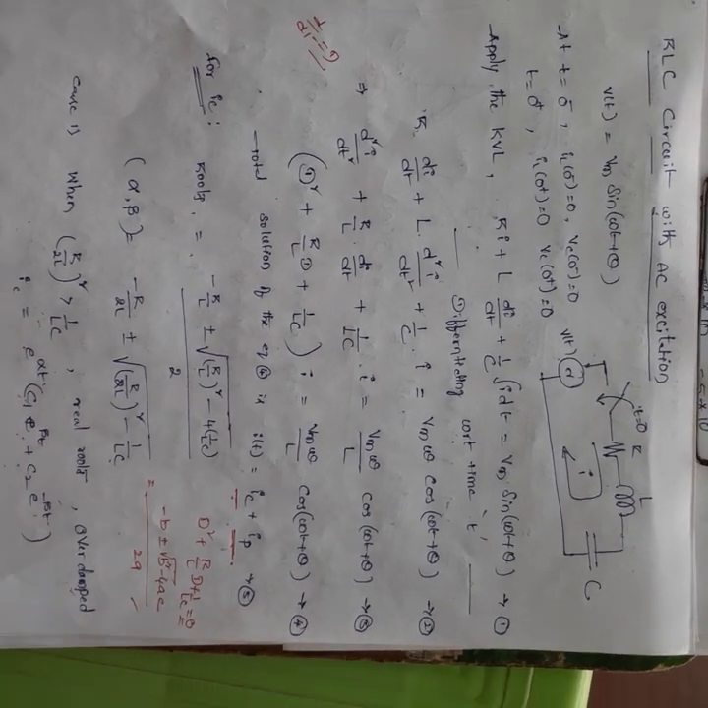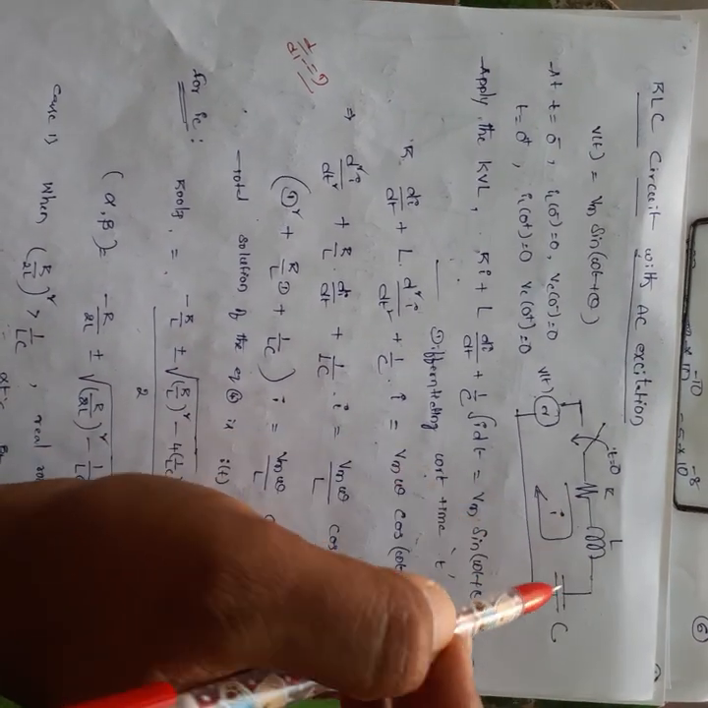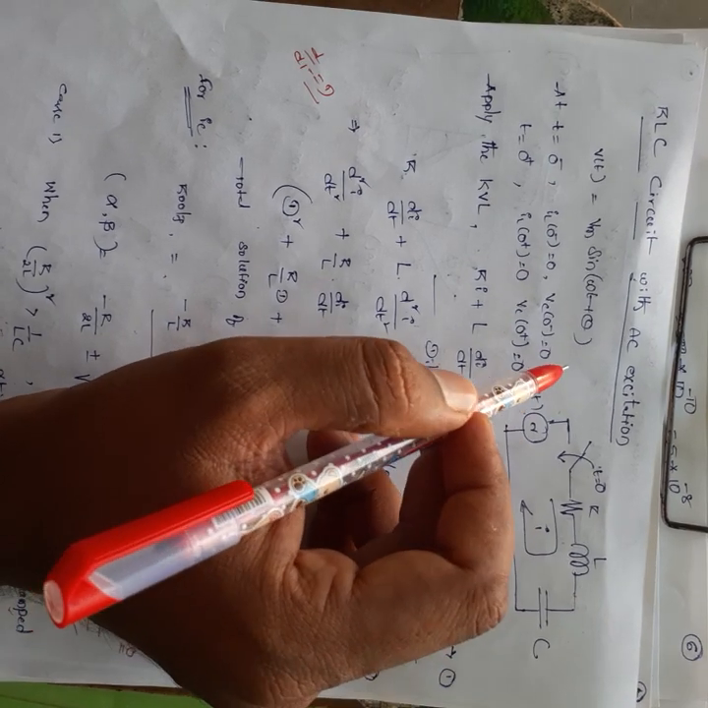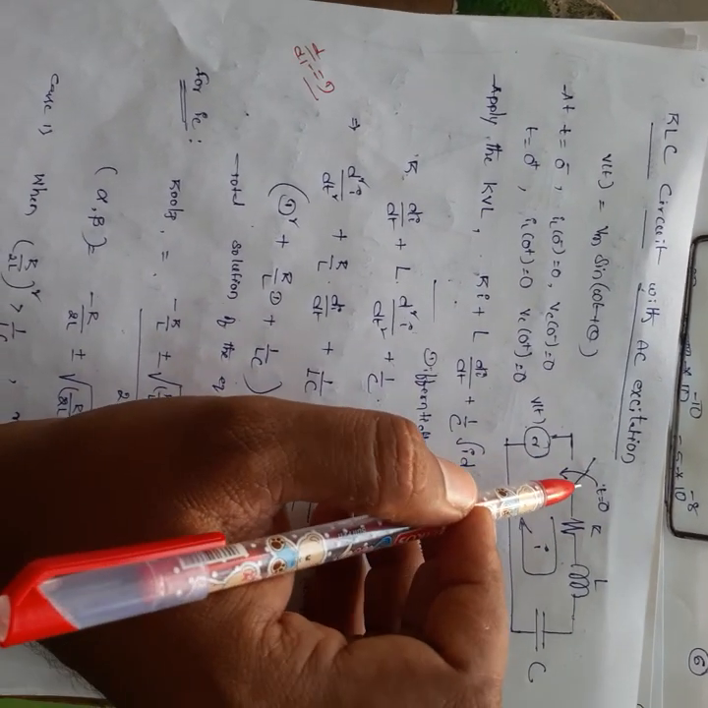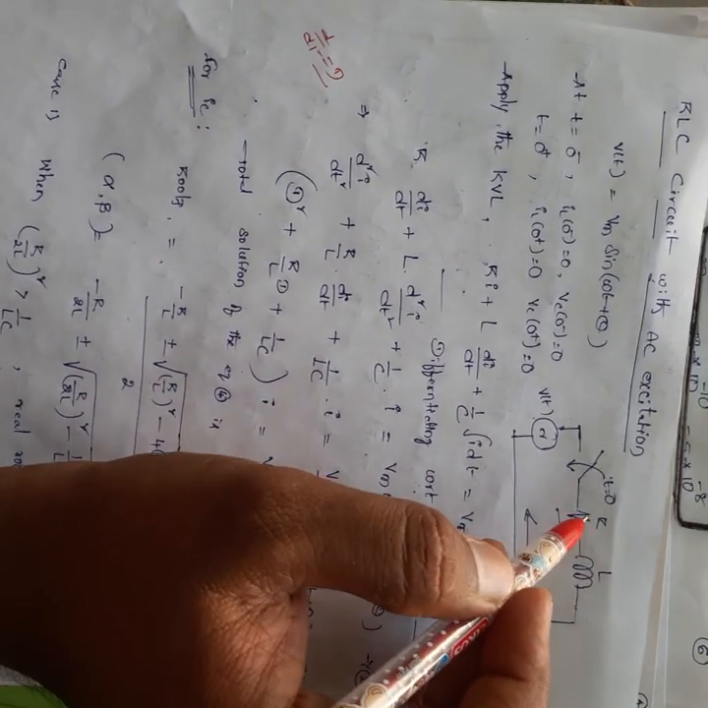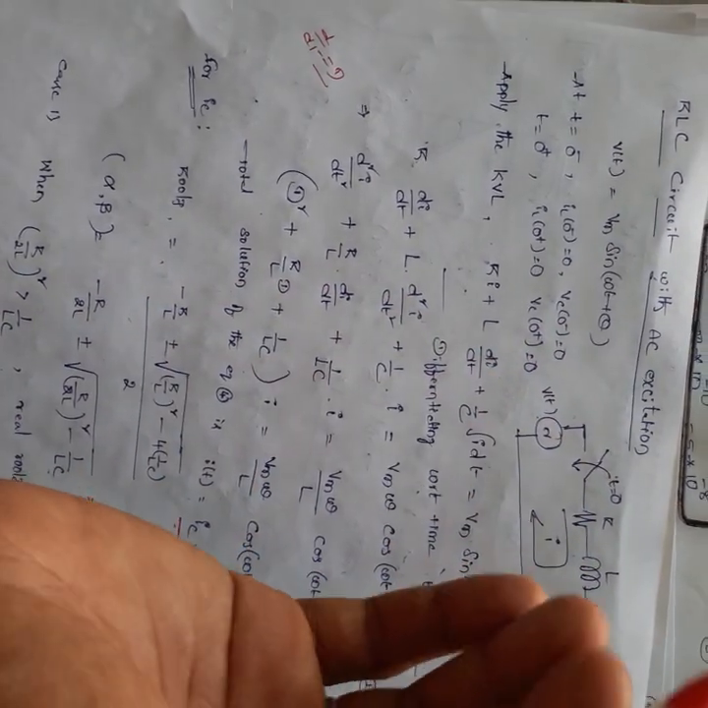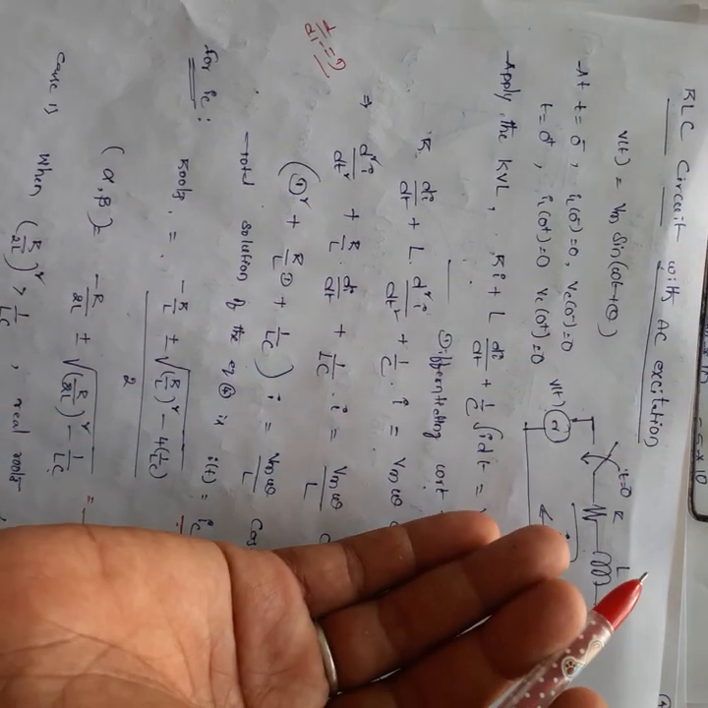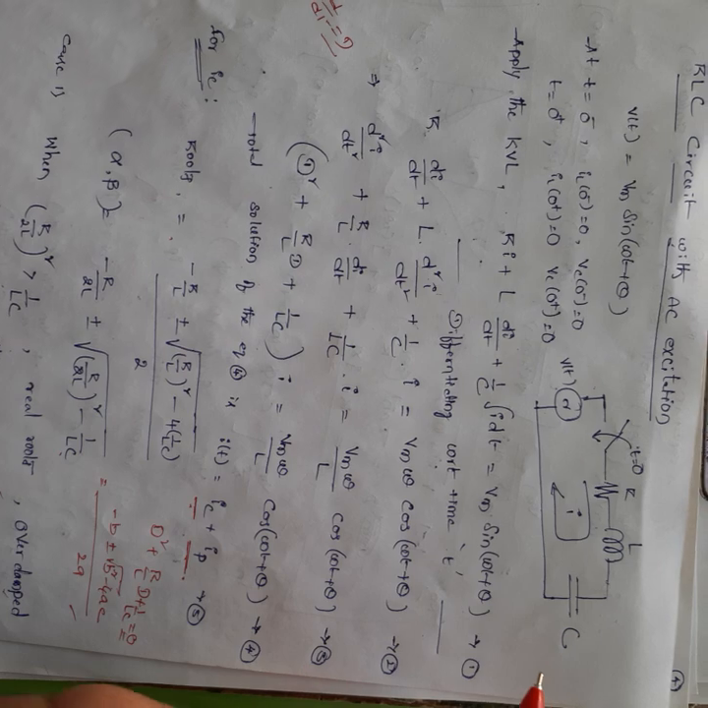Here the circuit shown in the figure is an RLC circuit, and the source is an AC source, v of t equals Vm sin(omega t plus theta). The switch is closed at t equals 0. What is the operation going on before and after closing the switch, what is the behavior of the inductor, and what is the behavior of the capacitor?